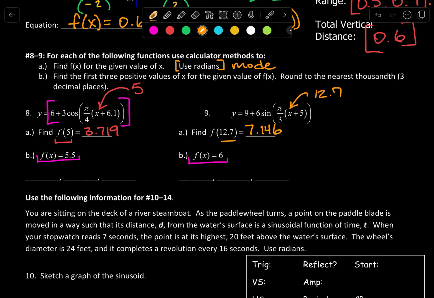Now we're going to reverse that. Now they are telling us the answer is 5.5. What inputs get you that answer? You're looking for the first 3 positive answers. So you're going to need to go on your calculator and go to y equals. You need to put what's in the parentheses here as y1, and you need to put 5.5 as y2. Going to go ahead and do that real quick. When you get it, hit graph.